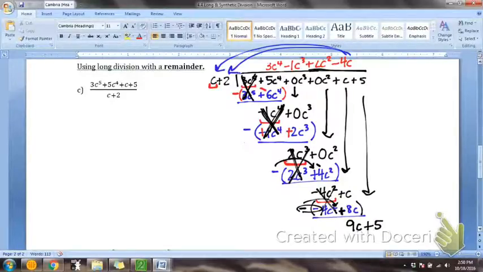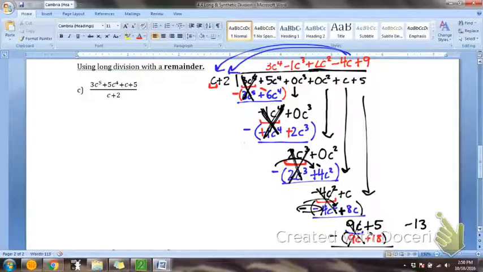What do I multiply c by to get 9c? What would you say? 9. So when I multiply 9 times c, I get 9c. And what happens when I multiply 9 times 2? I get 18. And I'm really subtracting it. This cancels. What is 5 minus 18? Negative 13. So the problem is this didn't come out evenly. I have a negative 13 left over.